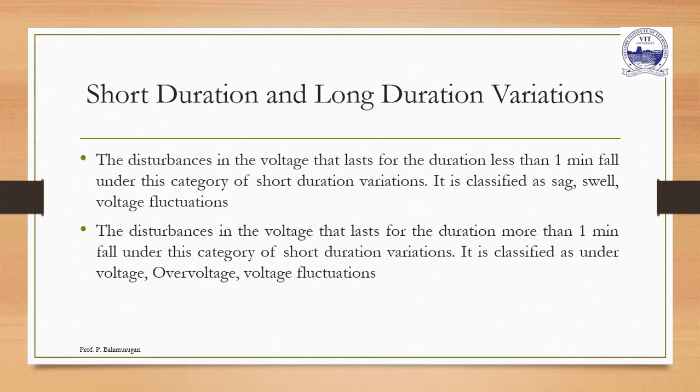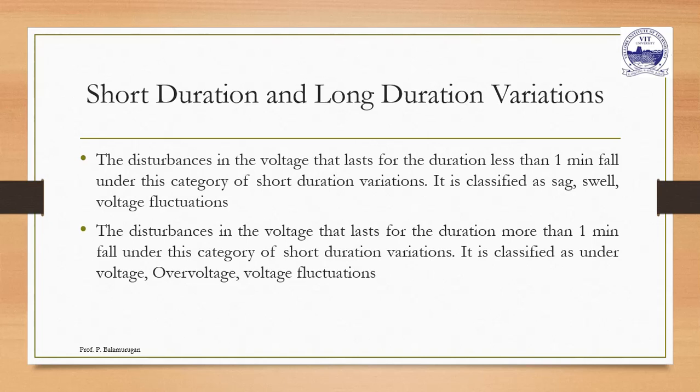The next category is short duration and long duration voltage variation. Here the voltages are subjected to a variation only in the magnitude, and we assume the frequency and the phase angle between the voltages remain constant at the specified values, but the voltage magnitude may fall or may rise from 1 per unit magnitude. And these magnitude variations are characterized based on time.